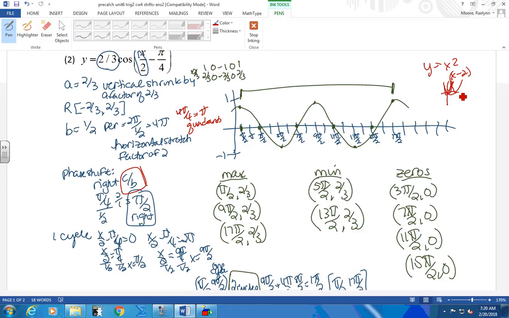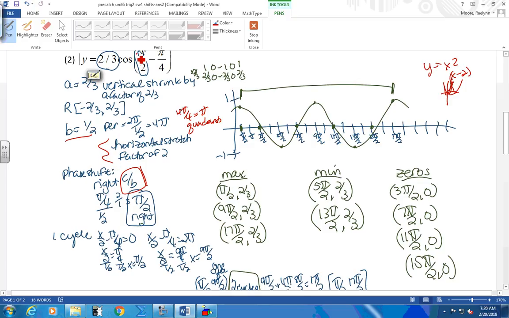This is the work I should see on your papers. So vertical shrink, I hardly saw anybody that put their transformations. A vertical shrink, give me the range, it asks for the range. Find B, find the period. Horizontal stretch by a factor of 2. Where did this 2 come from, horizontal stretch? Where did that come from? The half. Where's the half?